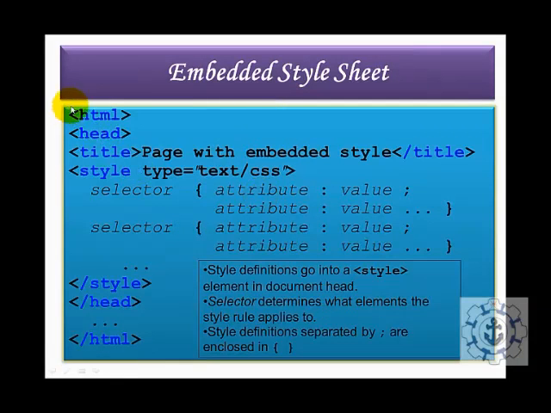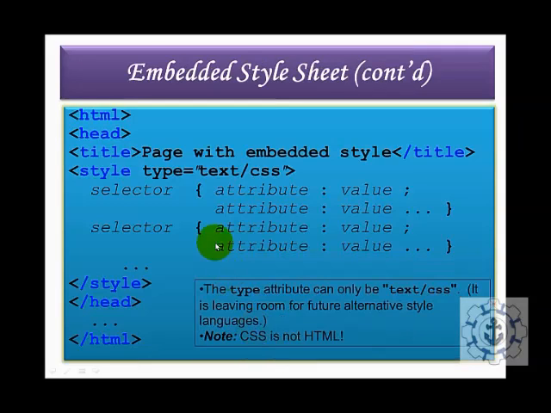So embedded: HTML, head, and you want to define the style tag, and then selectors. You can use any number of selectors and values, and then you want to close your style, head and HTML. The style definitions go in a style element in the document head. The selector determines what elements the style rules will be applied to. The style definitions are separated by semicolons and enclosed inside curly braces.